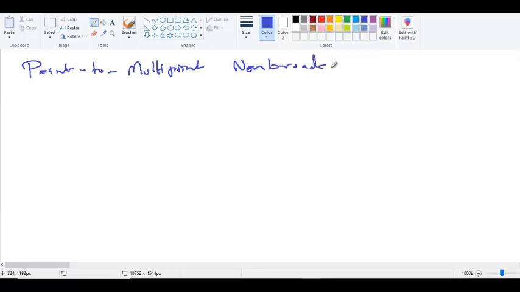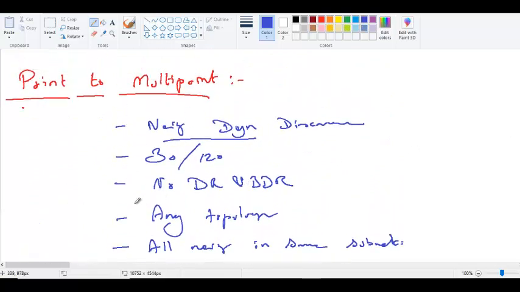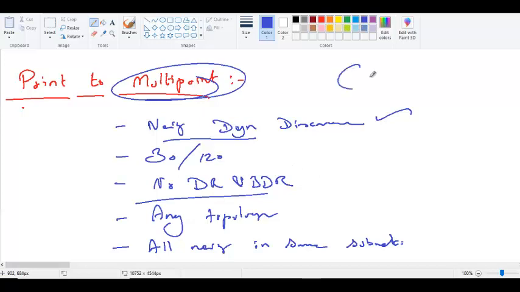But why use point-to-multipoint non-broadcast, if in some topology you don't want DR and BDR selection? It is a mixture of both, meaning the best of both. What is the best thing, you know? In the first one, what is best to know? Neighbors are statically configured.